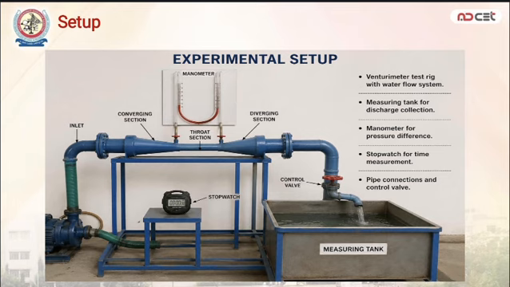We display the setup of the venturimeter. Here is the throat section, and we attach the manometer. Here are the entry and outlet of the throat section. Here the area gradually increases, that means this is the diverging section, and here the area gradually decreases, that is the converging section. Here is the manometer which measures our flow rate, and here is the measuring method.